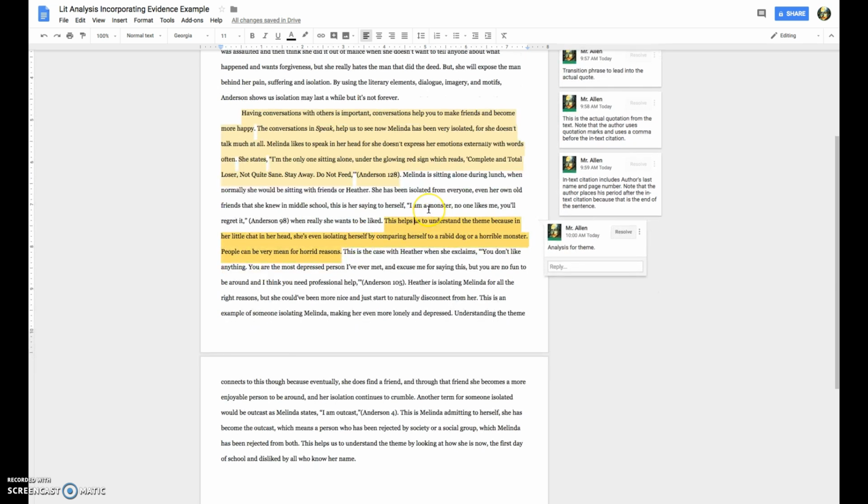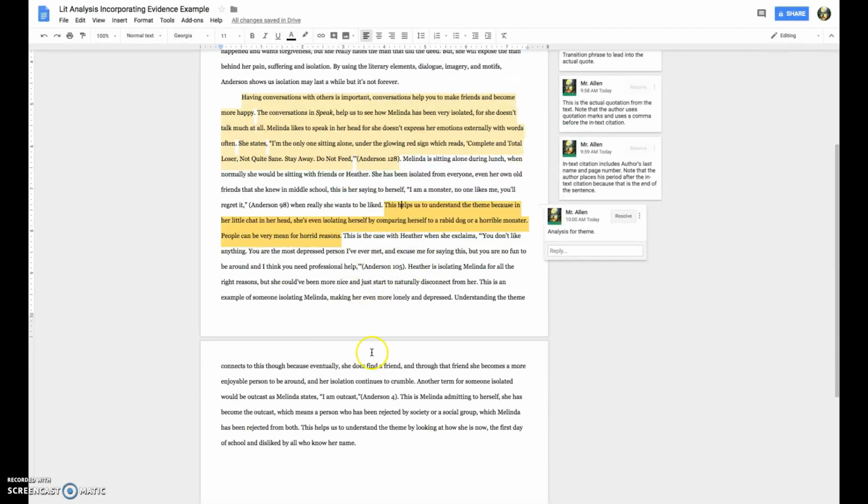All this leads to their analysis for theme after all of that. So this helps us to understand the theme because in her little chat in her head, she's even isolating herself by comparing herself to a rabid dog or a horrible monster. People can be very mean for horrid reasons. So it's not the greatest analysis, but they do have that quote sandwich formula going on. So they are prepping for a quote, they're delivering a quote, they are citing the quote, and then they're analyzing, which is our PEA format.